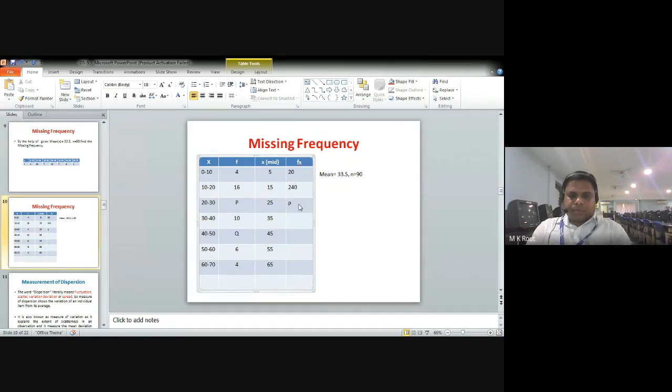Then 25p, or x, you can denote it as your variable. Then this one is 350. So this is 45q. And this one is 55 into 6, that equals 330. The last one is 65 into 4, that equals 260.